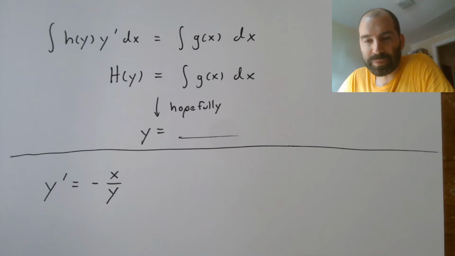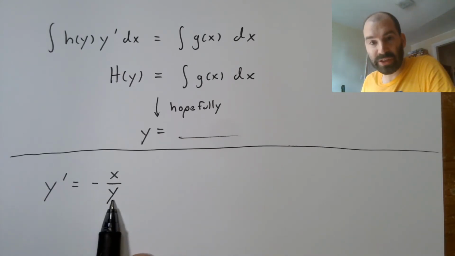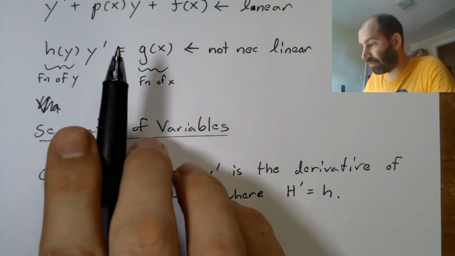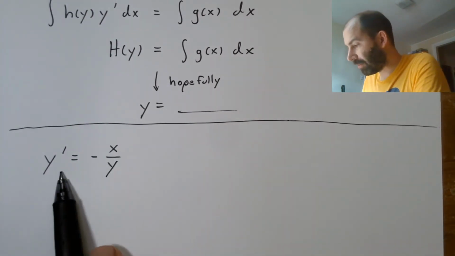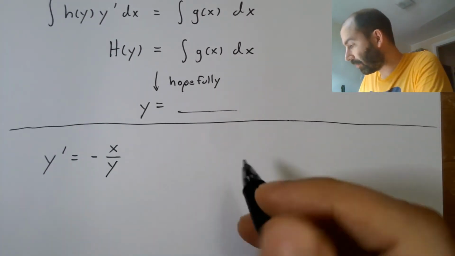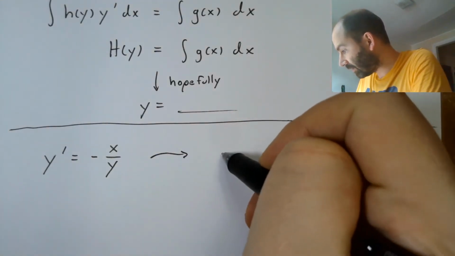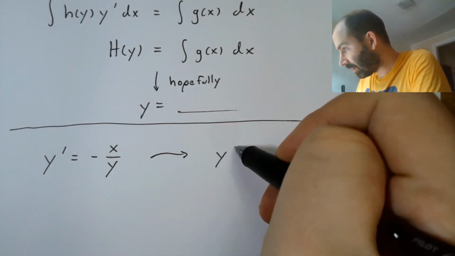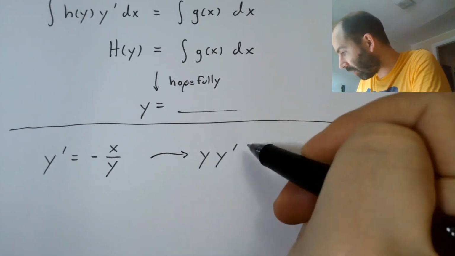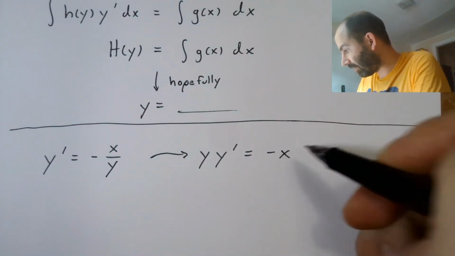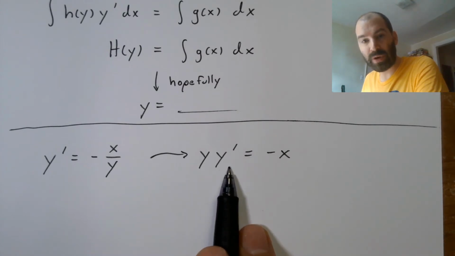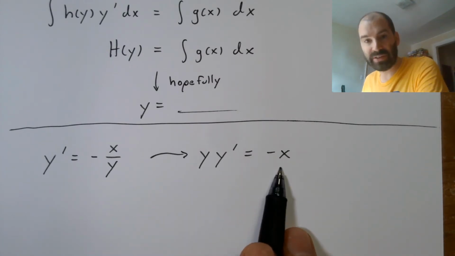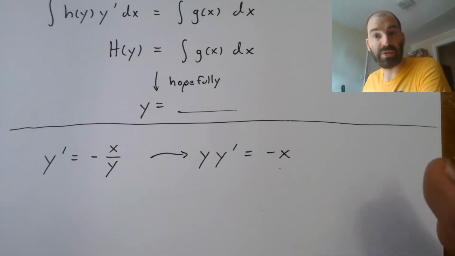Okay. Turns out this is a differential equation of this form. How can I tell? Well, because I just multiply both sides by y, and we see that this is y times y prime equals negative x. And so here's our h of y times y prime equals g of x. So it is of that form.